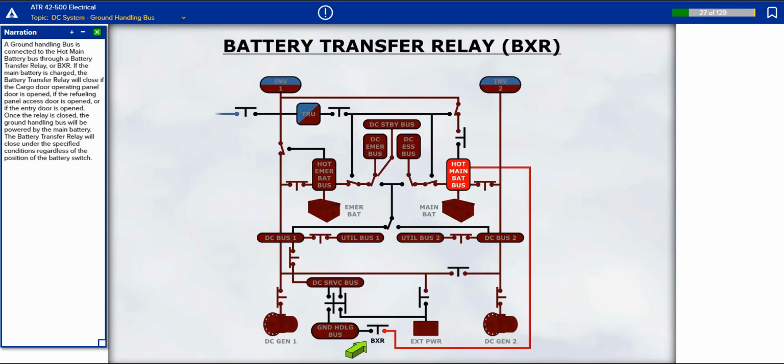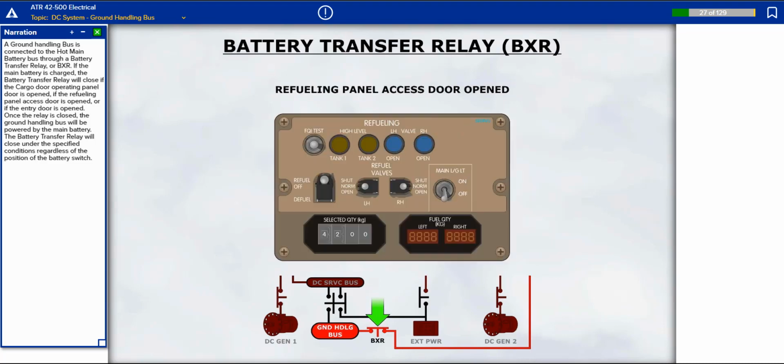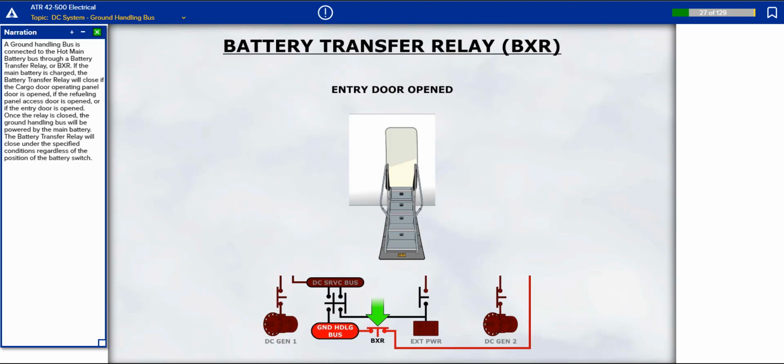A ground handling bus is connected to the hot main battery bus through a battery transfer relay, or BXR. If the main battery is charged, the battery transfer relay will close if the cargo door operating panel door is opened, if the refueling panel access door is opened, or if the entry door is opened. Once the relay is closed, the ground handling bus will be powered by the main battery. The battery transfer relay will close under the specified conditions regardless of the position of the battery switch.